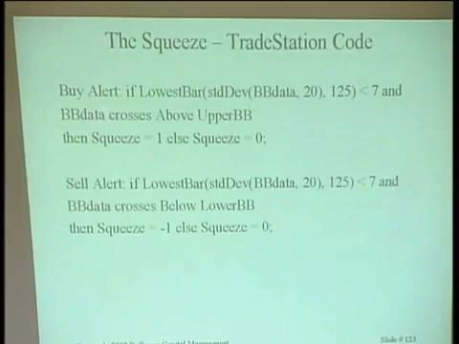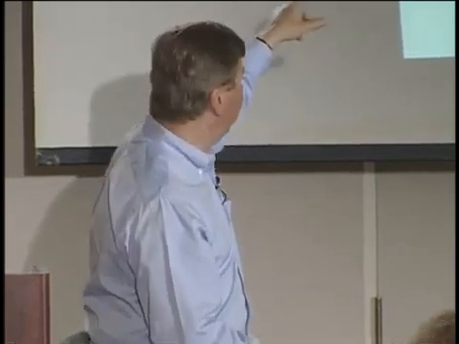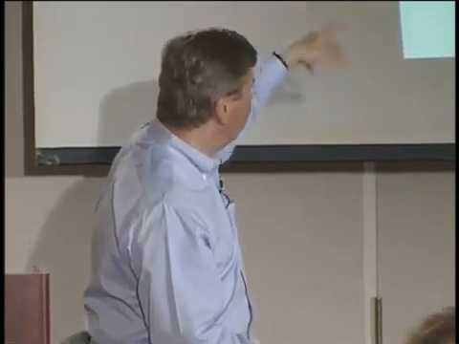And so I say if the lowest bar is less than 7, so the squeeze happened within 7 days, and BB data crosses above upper BB. Now TradeStation's nice because you can just write those in like that and it goes and snaps the formulas out for you. I have these written as functions. So I wrote BB data and upper BB and that stuff. I wrote them as functions, but it's exactly the same code I showed you before.